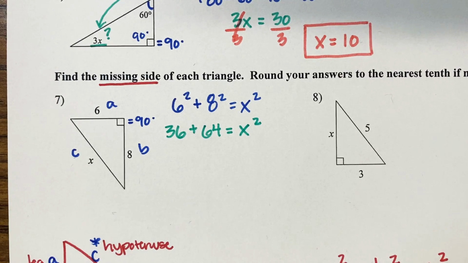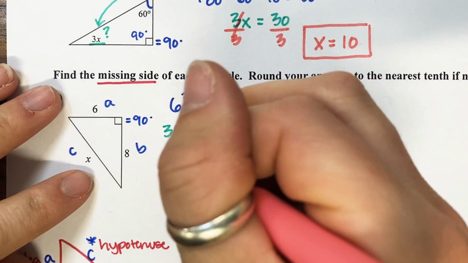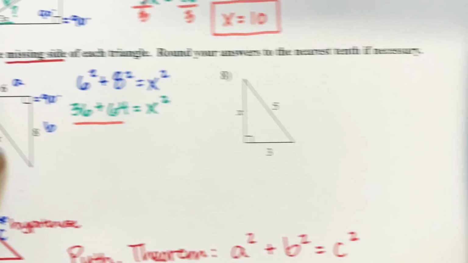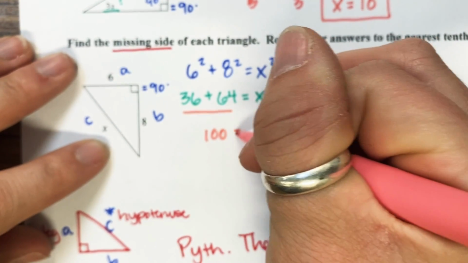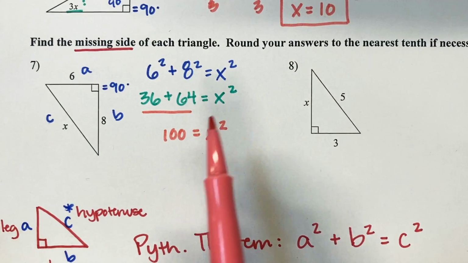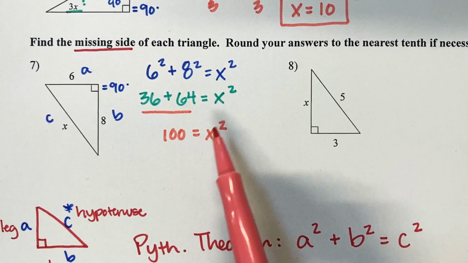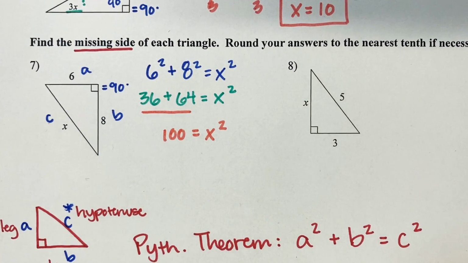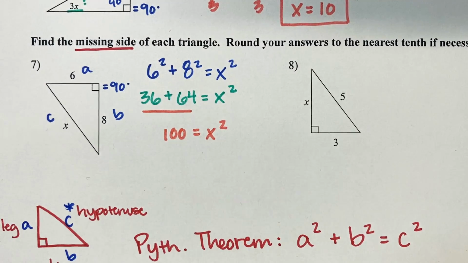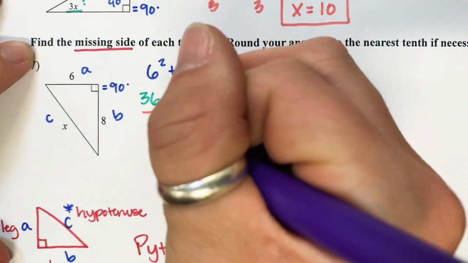Okay, well now we can simplify 36 plus 64. What is 36 plus 64? Okay, if you want to use a calculator, we get 100 equals x squared. Okay, and this is where you're like, oh my gosh, okay, I got my x all by itself, but is x all by itself? No, we got to get rid of this squared. What is the opposite of squared? Just like addition is the opposite of subtraction, multiplication is the opposite of division, we know that a square root is the opposite of squared. They cancel each other out.